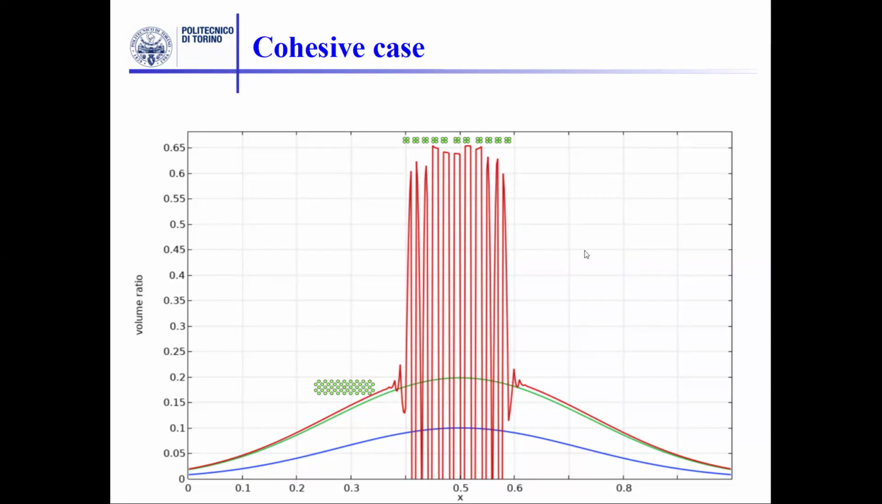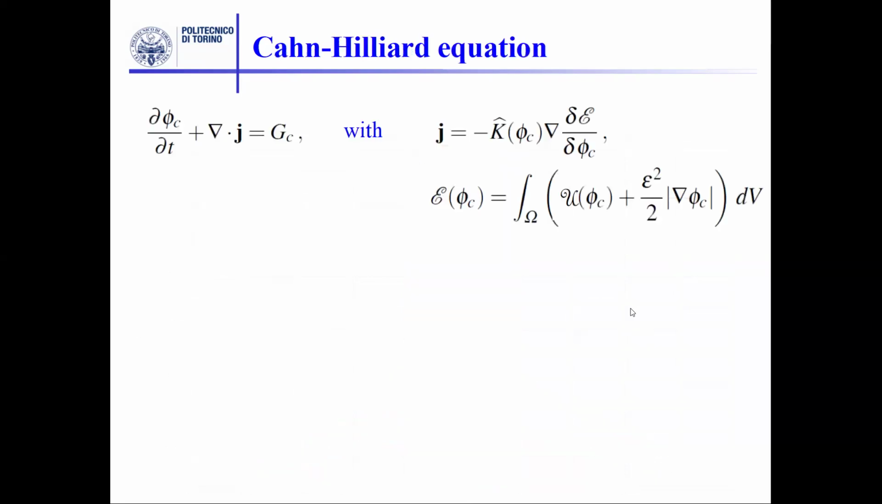Okay, so this is something that you have to take care of if you have this cohesive stress-volume ratio relationship or this cohesive situation. One way to get around this problem is to introduce a bilaplacian in the operator.